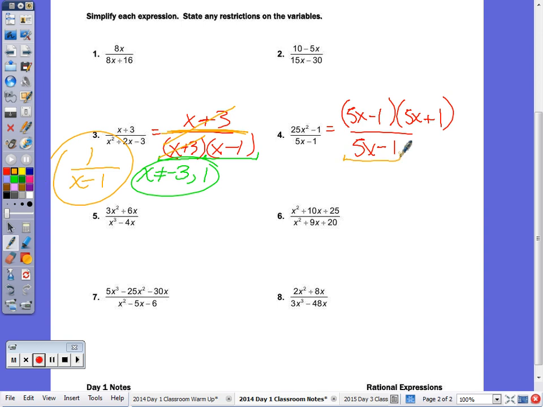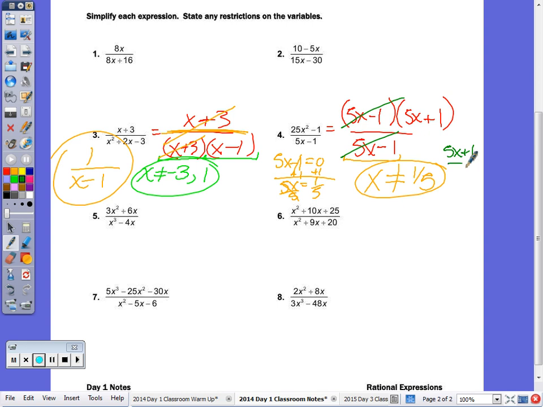5x minus 1. We probably can't do that in our head. So off to the side, 5x minus 1, set that equal to 0, add the 1, 5x equals 1, divide by 5, and x is 1/5. So restriction means instead of an equal, I have a not equal. X cannot equal 1/5. The answer? Cancel out common factors, cancel, cancel. This is really 5x plus 1 over a 1, because there's a 1 there when I cancel it out. But anything divided by 1 is itself.